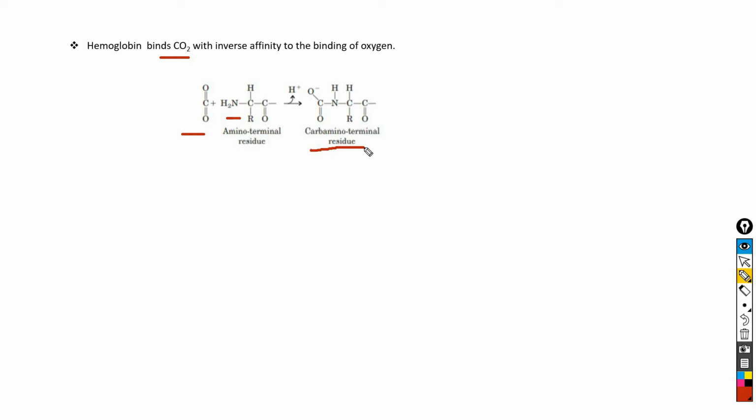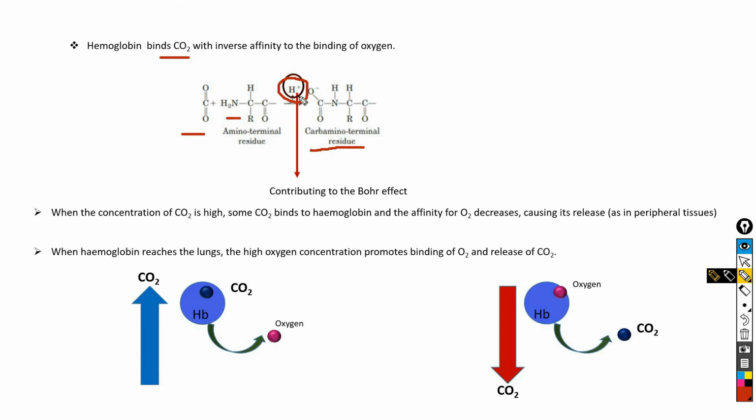Not carbon dioxide. And this reaction produces H+, and this H+ contributes to the Bohr effect. In the carbaminohemoglobin, the bound carbamate also forms additional salt bridges. And these salt bridges help to stabilize the T state and promote the release of oxygen.